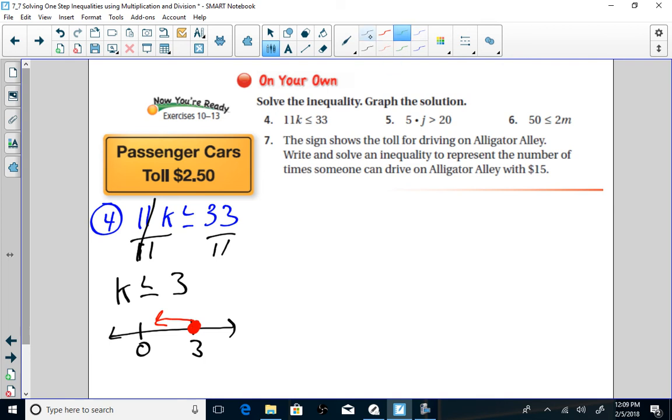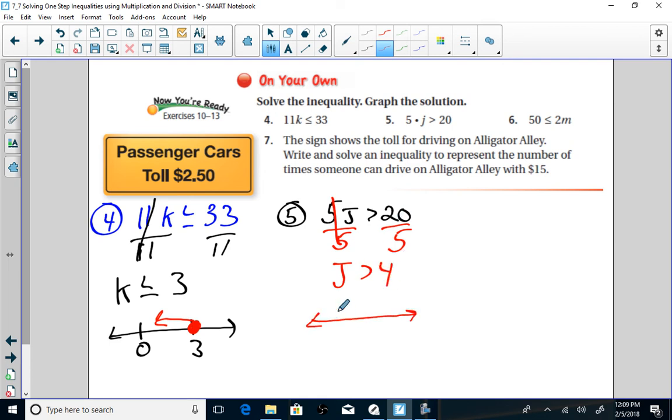All right, let's try problem 5. Problem 5, we have 5 times a number j. It's going to be more than 20. I see multiplication, so the inverse operation to find the solution is going to be division. So I'm going to divide by whatever's multiplying the variable. So I divide by 5 on both sides of the inequality. 5 in the numerator is going to cancel 5 in the denominator. I'm left with 1j is going to be greater than 20 divided by 5 is 4.